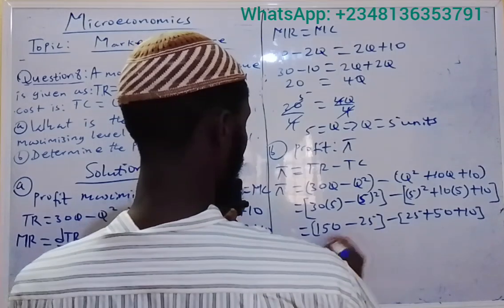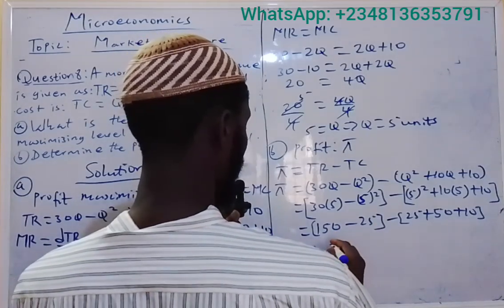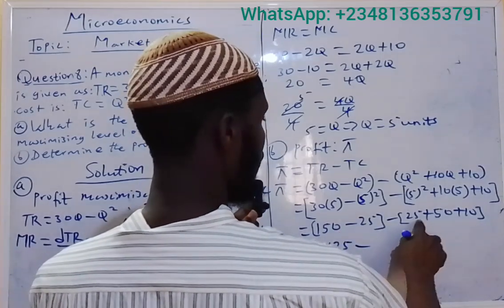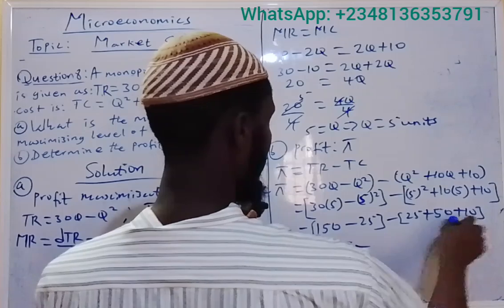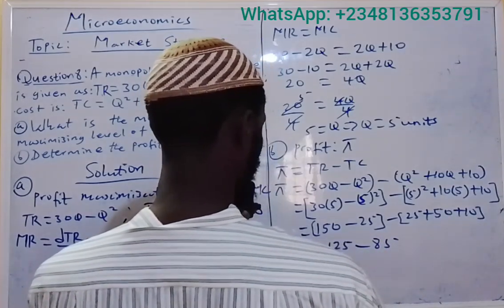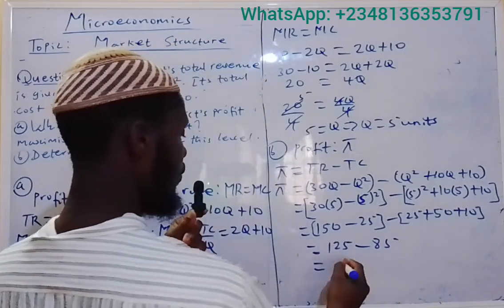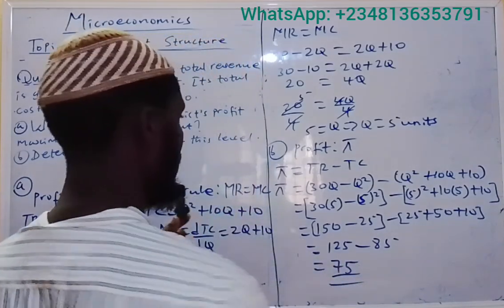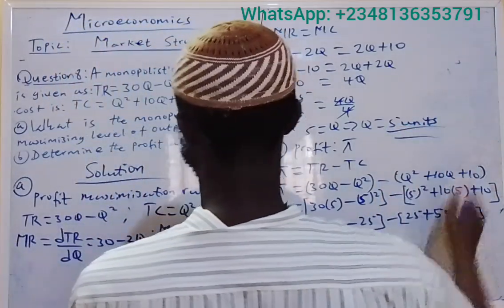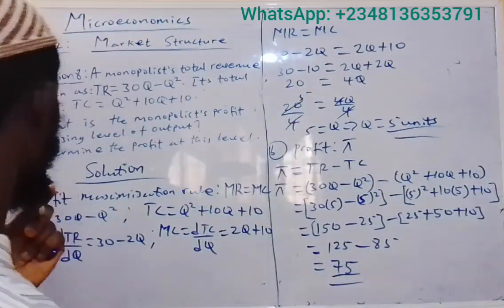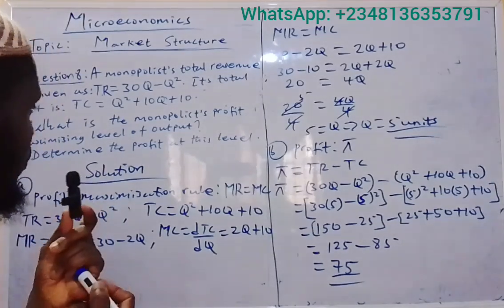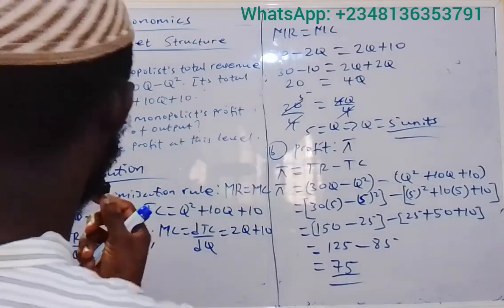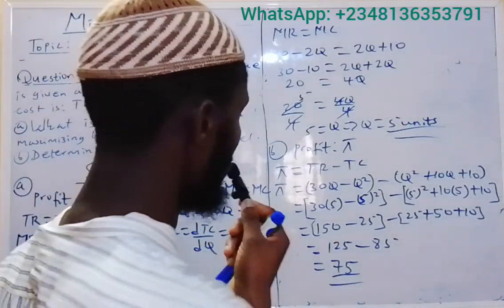Now if we subtract, 150 minus 25 gives us 125. Then we have minus 25 plus 50, that is 75, plus 10, that is 85. Then the answer, 125 minus 85, is 40. This is the profit of the firm at the maximum level of output. This is the profit of the firm at the profit maximizing level of output, which is 75.